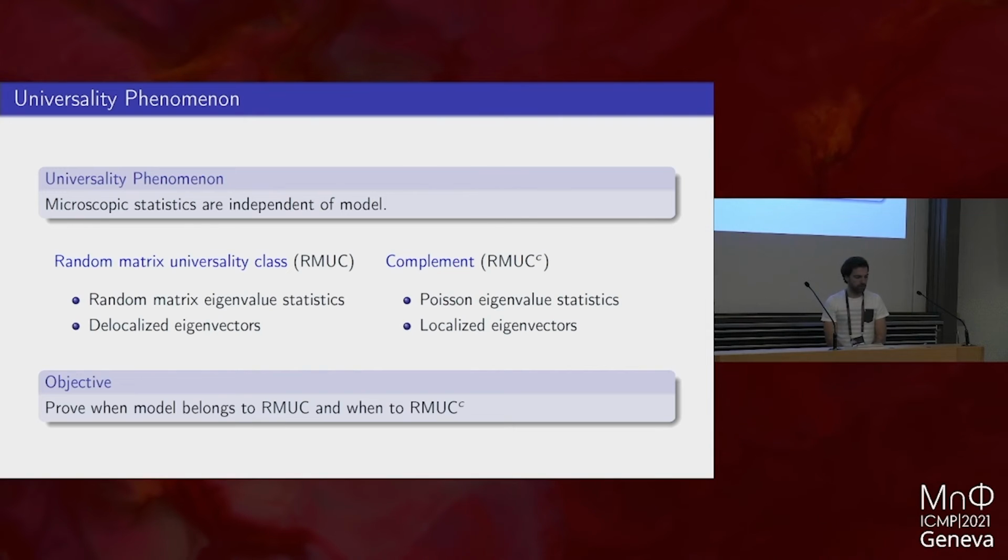And now the objective for the rest of the talk, or in this area, is to prove which models belong to this random matrix universality class and which models belong to the complement. And actually, as the title suggests, today I focus mostly on the complement.